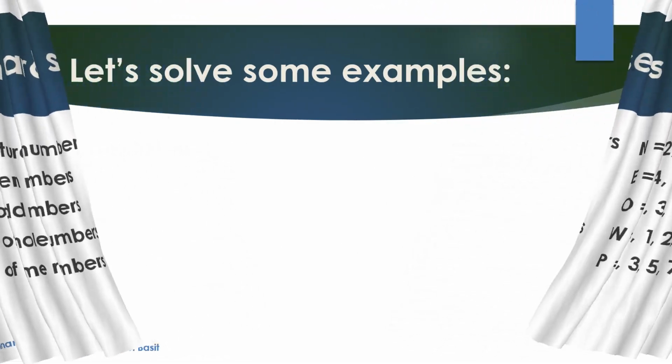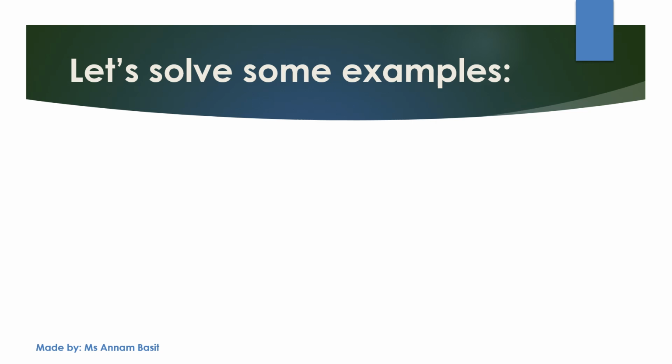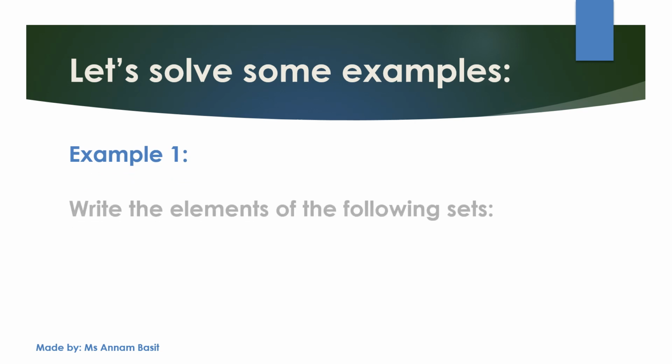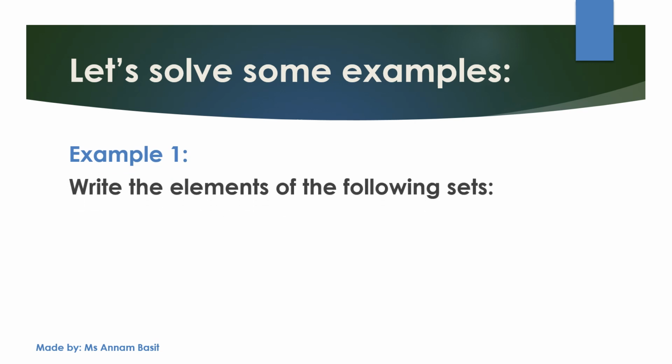Now let's look at these examples. These examples might clear the concept of sets in your minds. So let's take example number 1. Write the elements of the following sets. Number 1, A is equal to {1, 2, 3, 4, 5}.